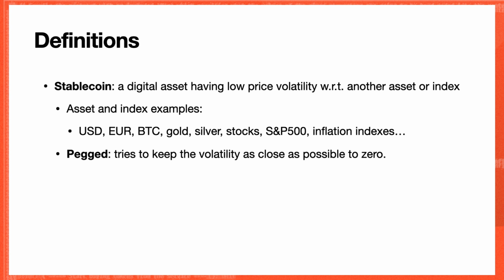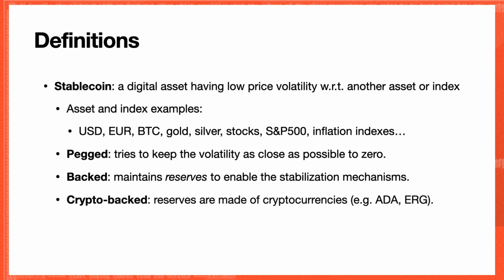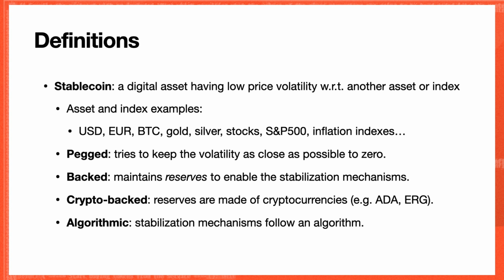We say that a stablecoin is pegged if it tries to keep the volatility as close as possible to zero. And we say that it's backed if it maintains reserves to enable the stabilization mechanisms. And we say that it's crypto-backed if the reserves are made of cryptocurrencies, for example, ADA or ERG. And finally, we say that the stablecoin is algorithmic if the stabilization mechanisms follow an algorithm.